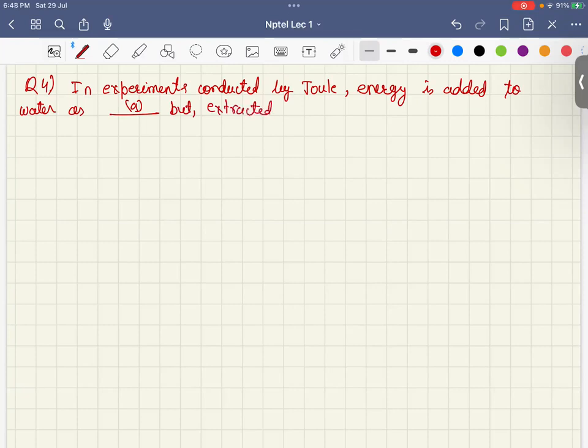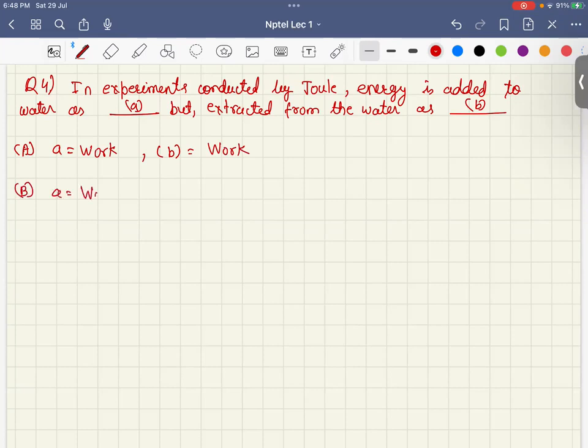but extracted from the water as dash. The options: A is going to be work and B is also going to be work, or A is going to be work and B is going to be heat, or A is going to be heat and B is going to be work, or D, both A and B are going to be heat.